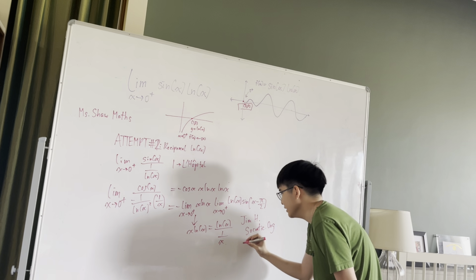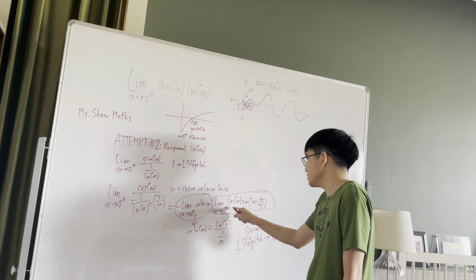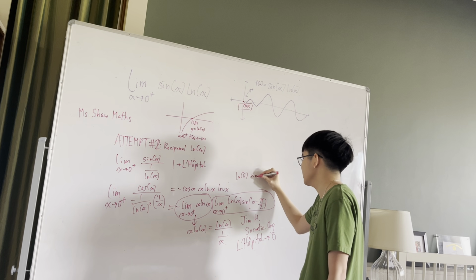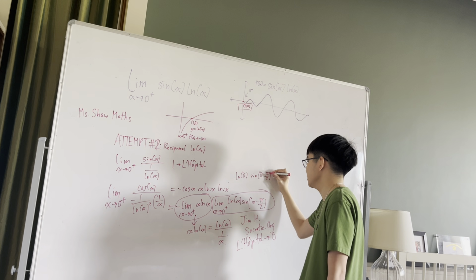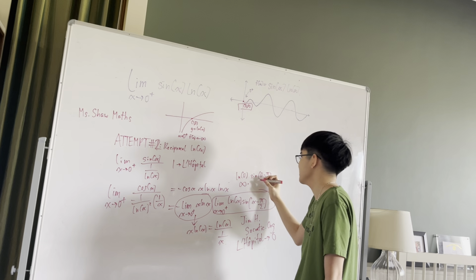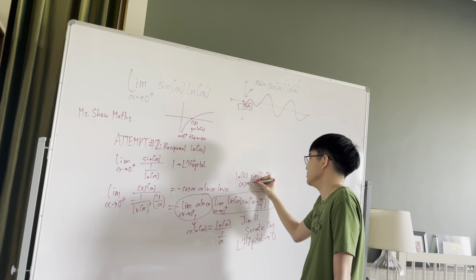Can you see now why I don't find the second method to be worth it? Not only do you have to take yet another trip to the L'Hopital for this particular factor, you end up with something that's already similar to this thing here, but it's not quite the same. And also, if you plug in 0 into there, natural logarithm of 0, sine of 0 minus pi over 2, that's still an indeterminate form. You're going to take natural logarithm of 0, so we're still going to get infinity times 1 minus sine of pi over 2, which is minus 1.